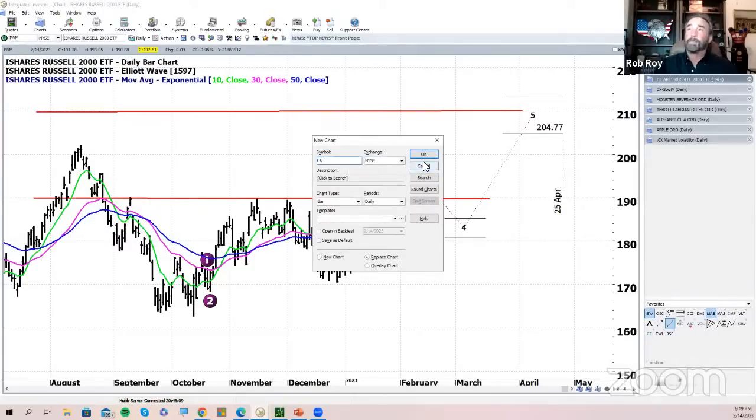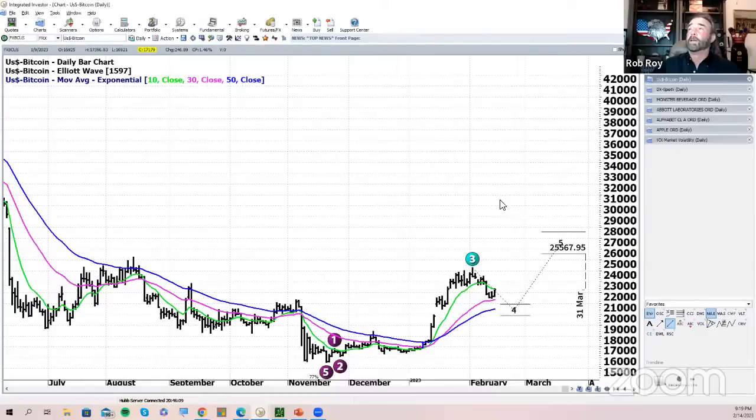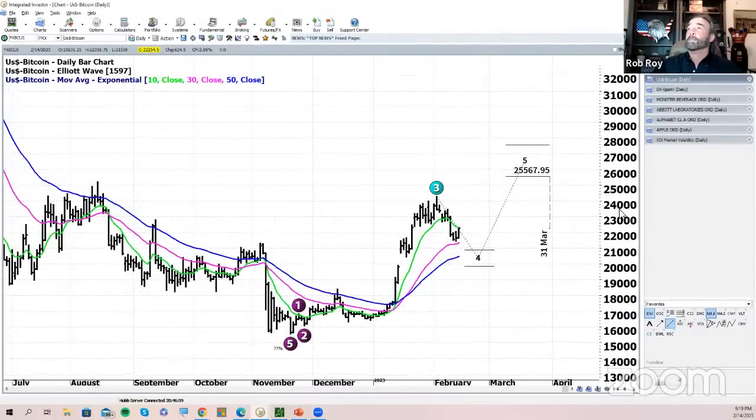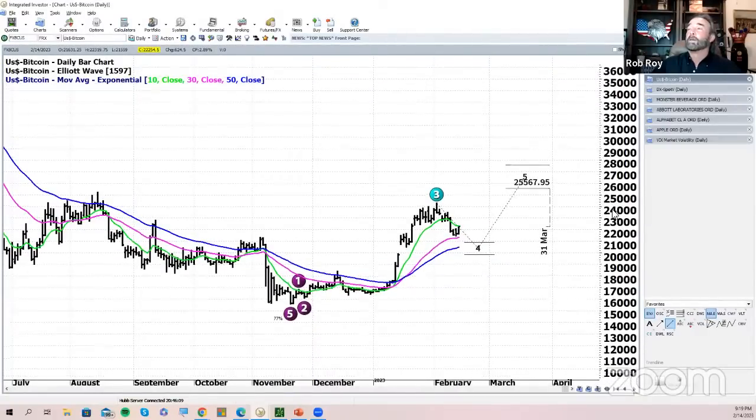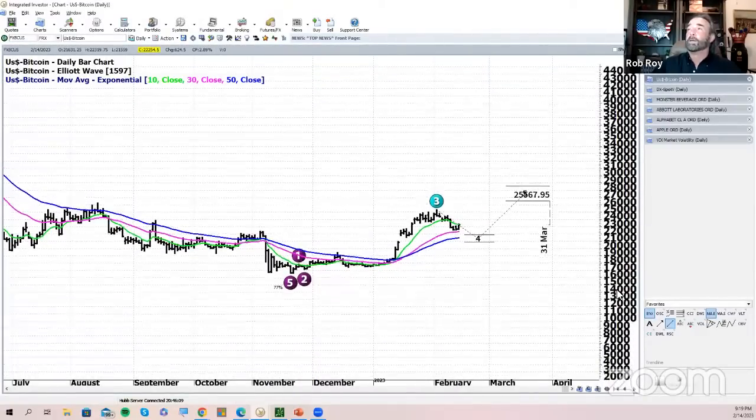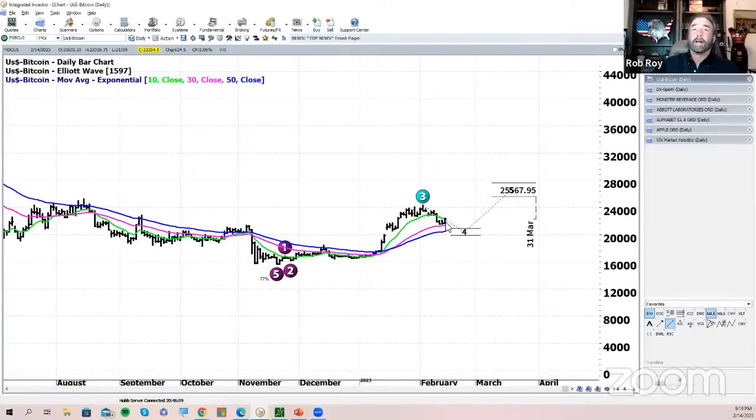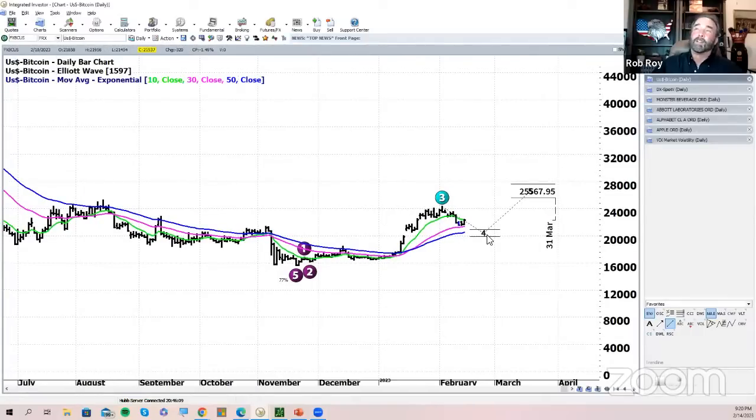So let's take a look and see how old Mr. Bitcoin is doing. And we had broken that 10-day moving average, and you can see now, let me get these, there we go. The high now is bumping its head on the 10-day moving average where we were using that as support. It's trying to hold there.